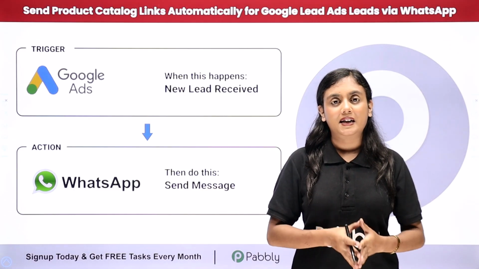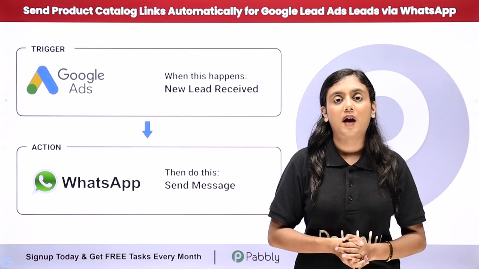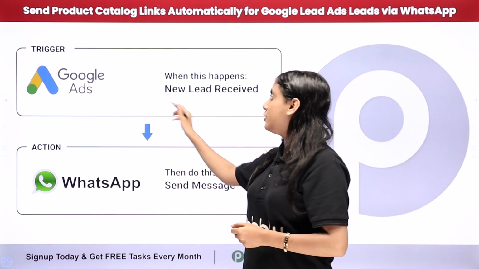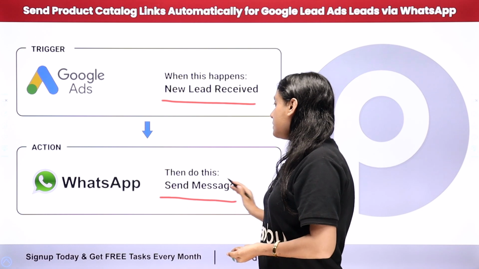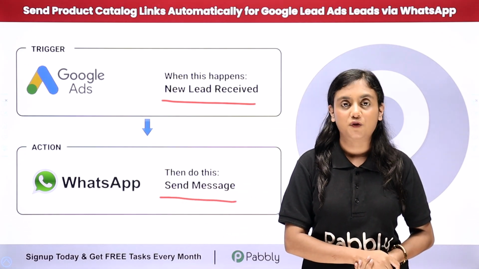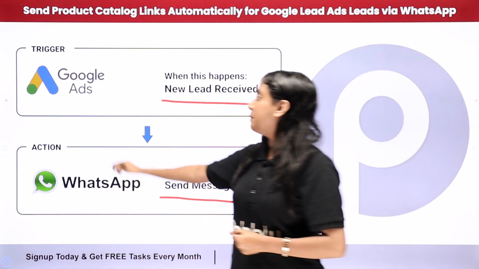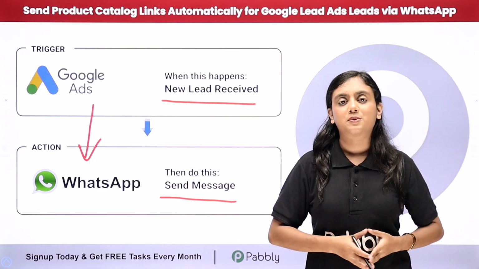You can simply build the connection between Google Ads and WhatsApp, that too without need of any coding and programming skills using Pabbly Connect. Over here now, whenever a new lead is going to be generated in your business, automatically towards the lead, a WhatsApp message with the different product catalog links can be forwarded. So now if you want to learn the entire process step by step of how you can build a connection between these two applications, I am going to take you towards my screen.